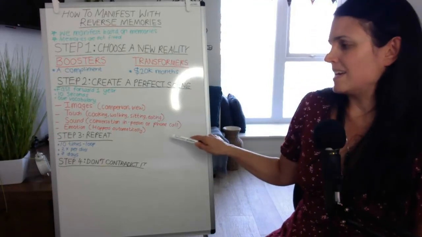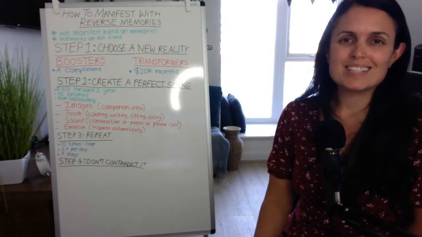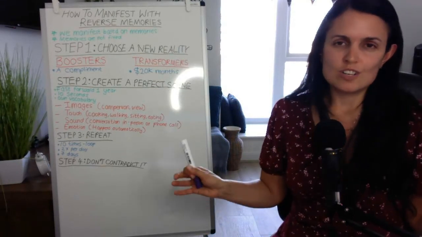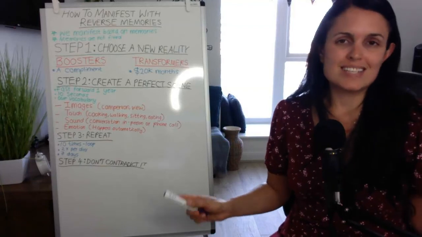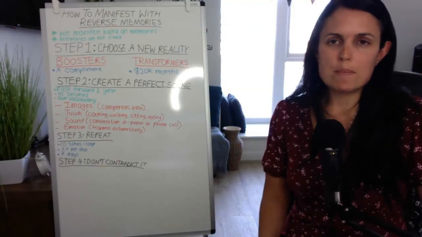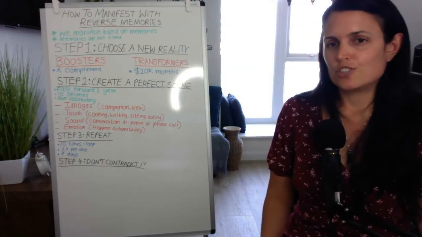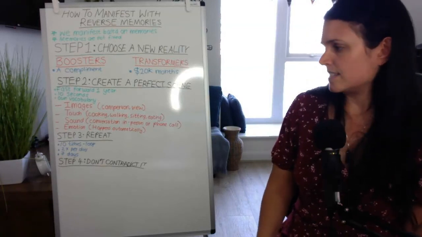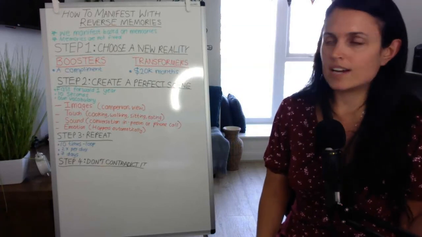So they're the 3 main steps. And then the 4th step is just don't contradict it. I know you've got a lot of existing belief systems at the moment. You've got a lot of memories that have created your existing reality, but just try not to contradict it. It is very hard. It will take practice.